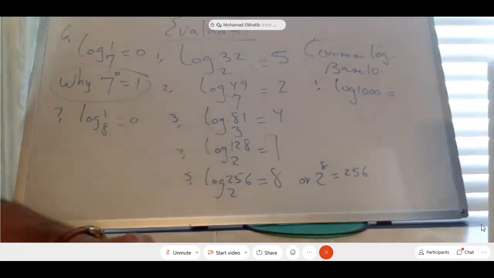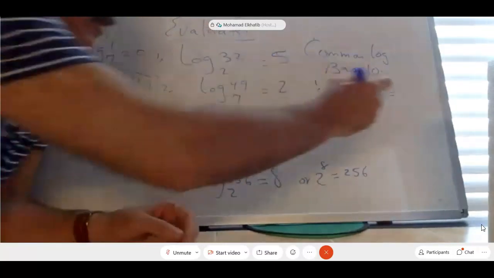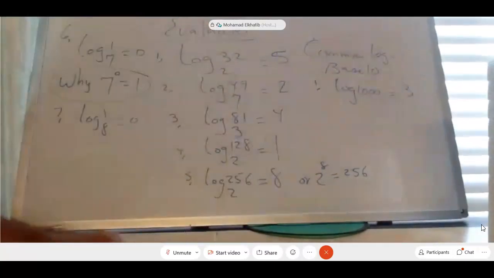So what does log 1000 base 10 mean? How many times will I multiply 10 by itself to reach 1000? So 10 times 10 is 100, times 10 is 1000. So the answer is 3.